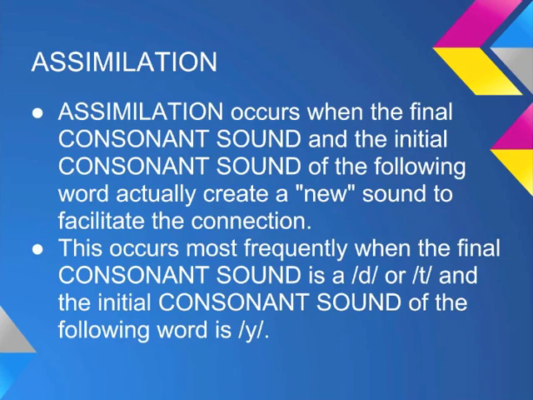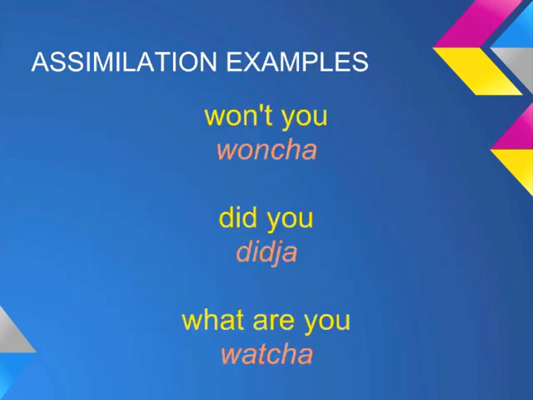Assimilation occurs when the final consonant sound and the initial consonant sound of the following word actually create a new sound to facilitate the connection. This occurs most frequently when the final consonant sound is a d or t sound, and the initial consonant of the following word is y. So for example, in won't you will notice that many times people will pronounce it as won'tcha.